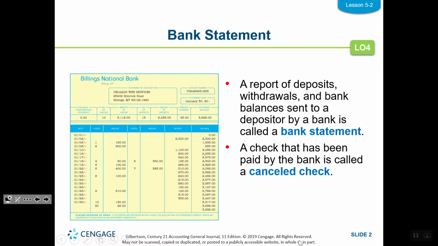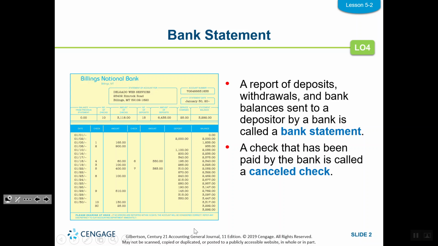So every month, the bank needs to send out a statement. A bank statement is a report of deposits, withdrawals, and bank balances sent to a depositor by a bank. It varies what time of the month you're going to get it. Depends on the account, depends on the bank. I get mine every month on about the 19th or 20th. Okay, some will do it the first of the month. It just kind of depends on the bank. But it's going to be a summary of everything that happened with the checking account.